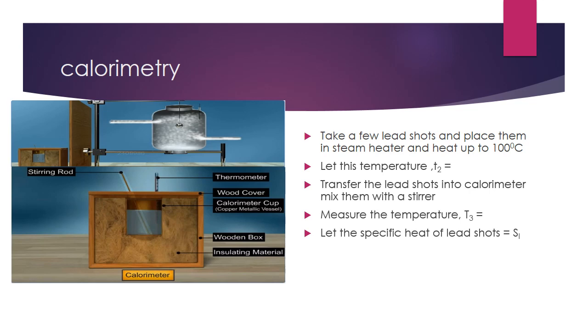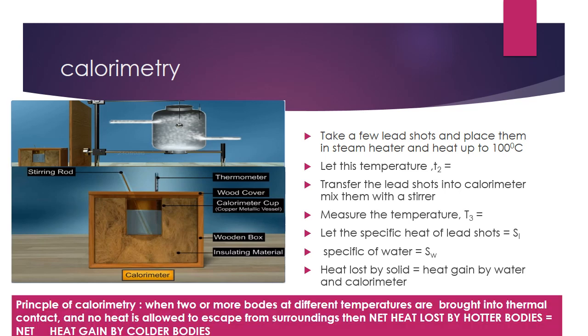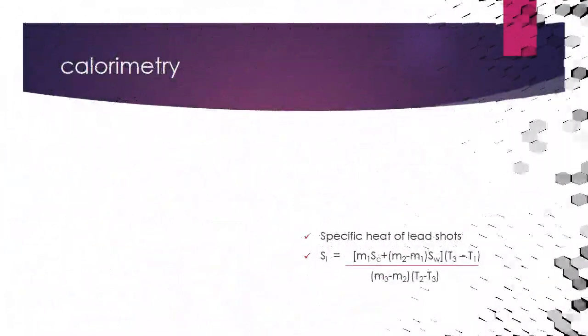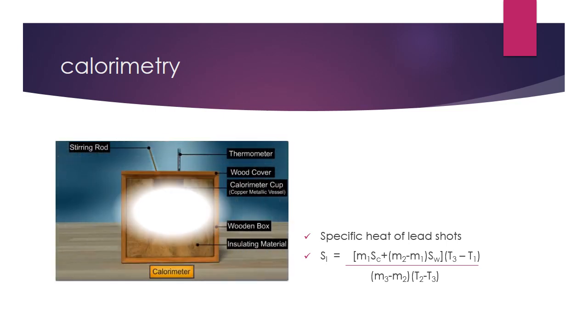Then let the specific heat of the lead shots be SL, and the specific heat of the water be SW, and already you know that heat lost by the lead shots, or heat lost by the solid, is equal to heat gained by the water and calorimeter. So apply the principle of calorimetry. That means net heat lost by the hotter bodies is equal to net heat gained by the cold bodies. Then what we have to do? You have to find out the specific heat of the lead shots.